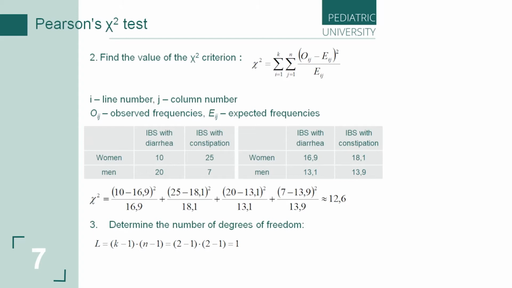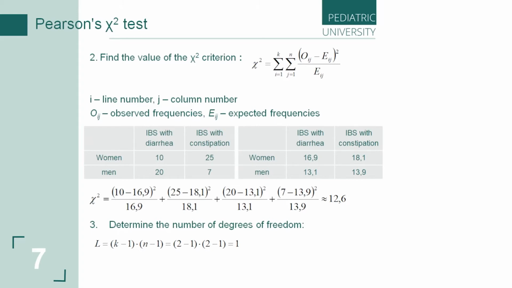We find the value of the chi-square criterion using the formula shown on the slide. Here is the big formula, where the sum is in the total. I think you may be confused again, thinking how can I calculate it, it's very big, it's very complicated. No, students, it's very simple, especially if the tables are 2 by 2. We have 2 by 2 tables, so it will be really simple.